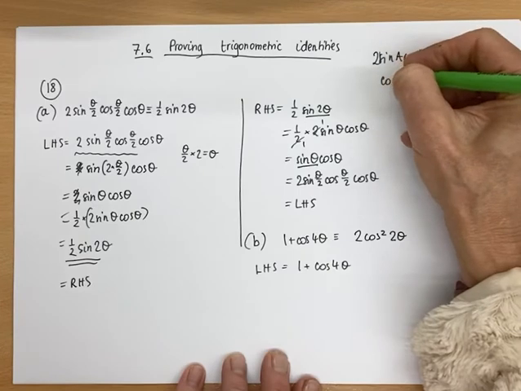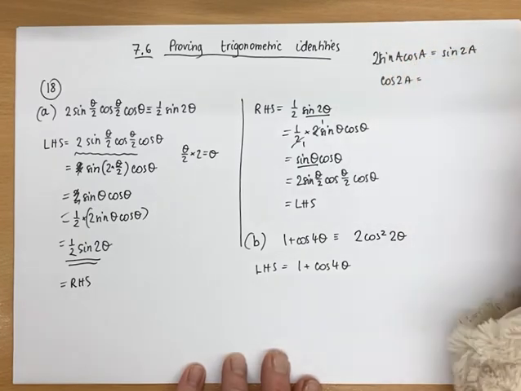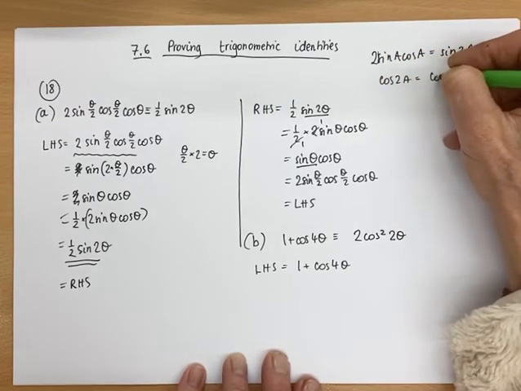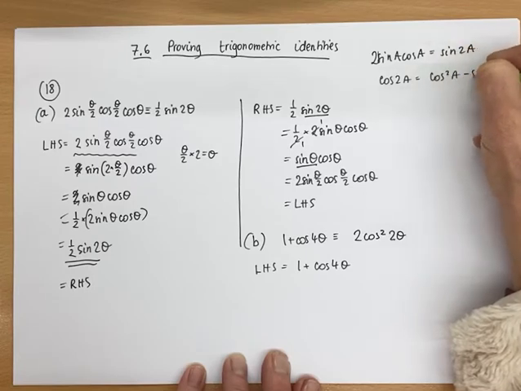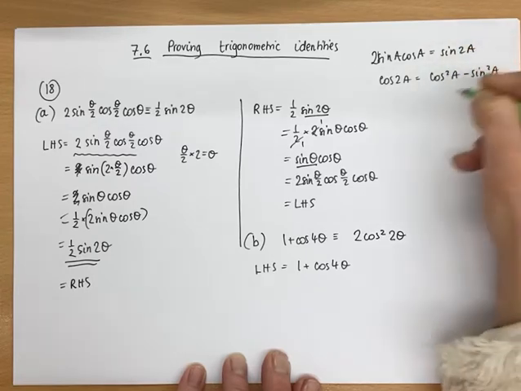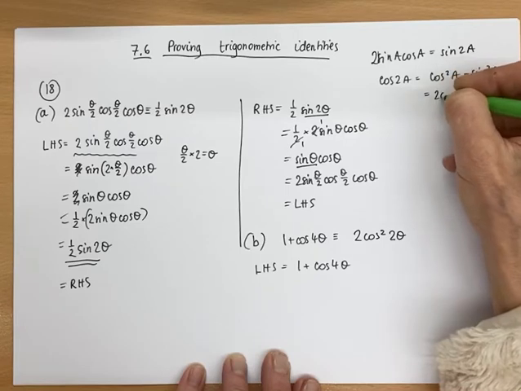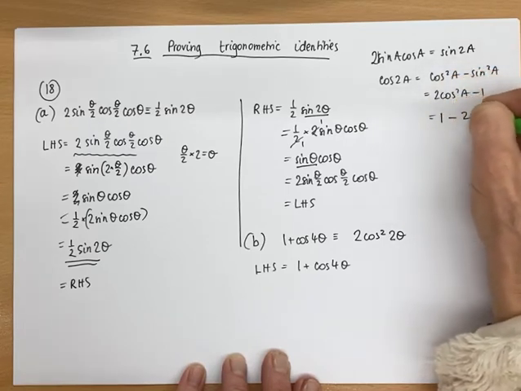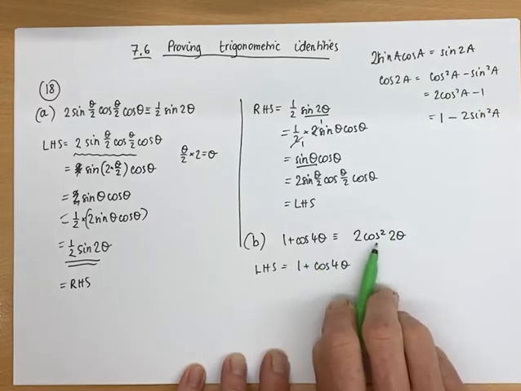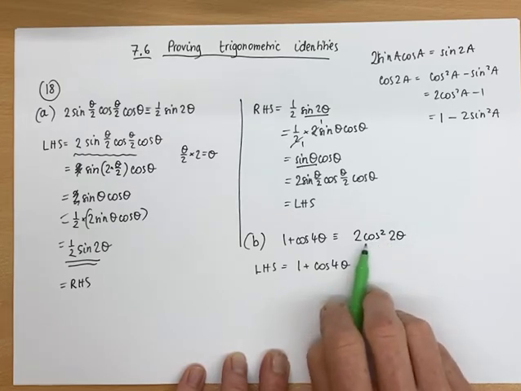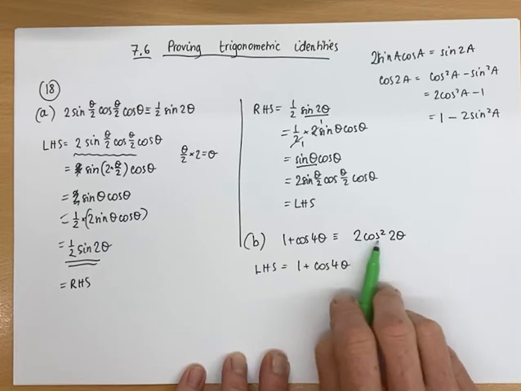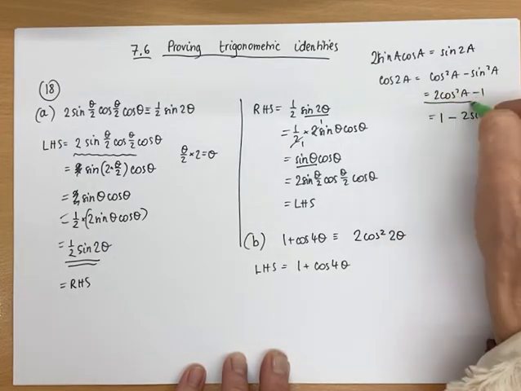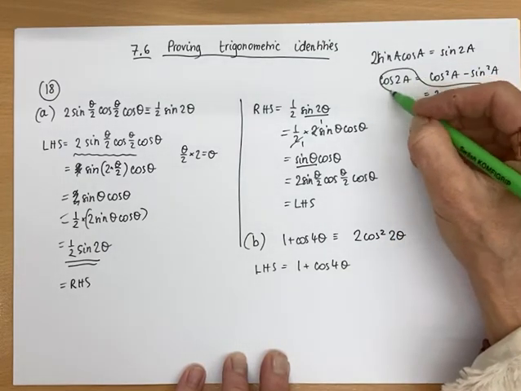So remember, for cos 2A, you have 3 different formulae. The first basic one is cos squared A minus sine squared A. The second one is 2 cos squared A minus 1. And the third one is 1 minus 2 sine squared A. Now, as you are aiming to be left only with cos squared 2 theta, and it's in terms of cos, we're going to use the middle version.